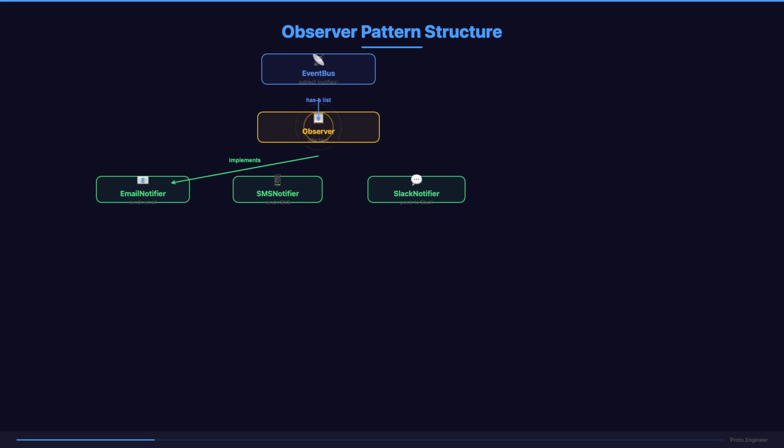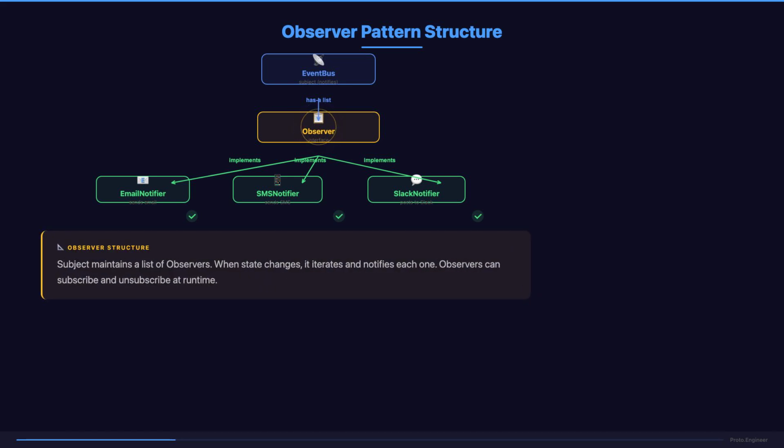Third, concrete observers. Each notification channel is its own struct that implements the observer interface. Email notifier handles email, SMS notifier handles SMS, Slack notifier handles Slack. Each observer is independent. The subject does not know or care which concrete observers are subscribed. It just iterates through its list and calls onEvent on each one. Observers can subscribe and unsubscribe at runtime, making the system completely dynamic.